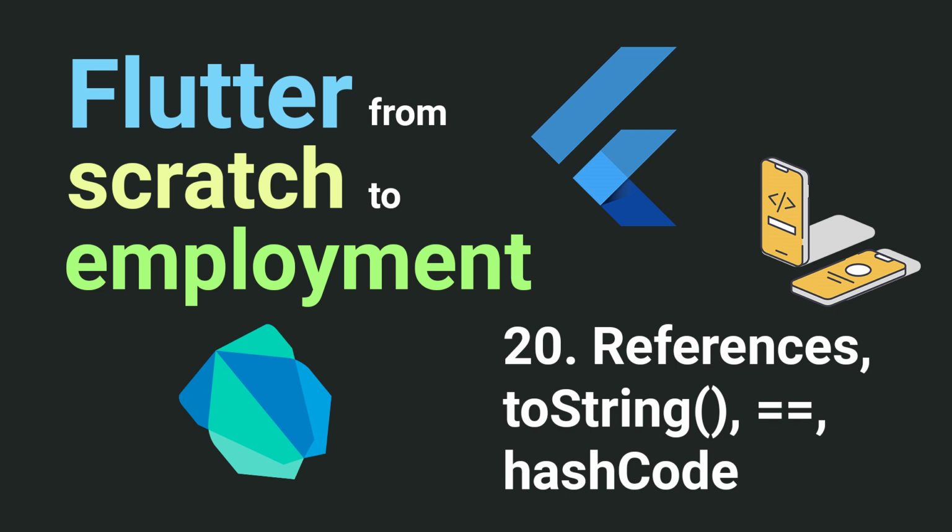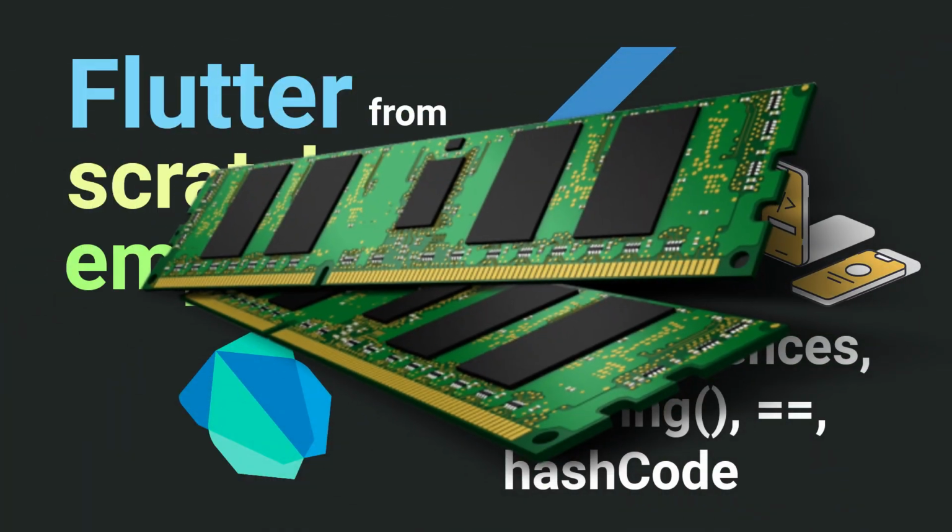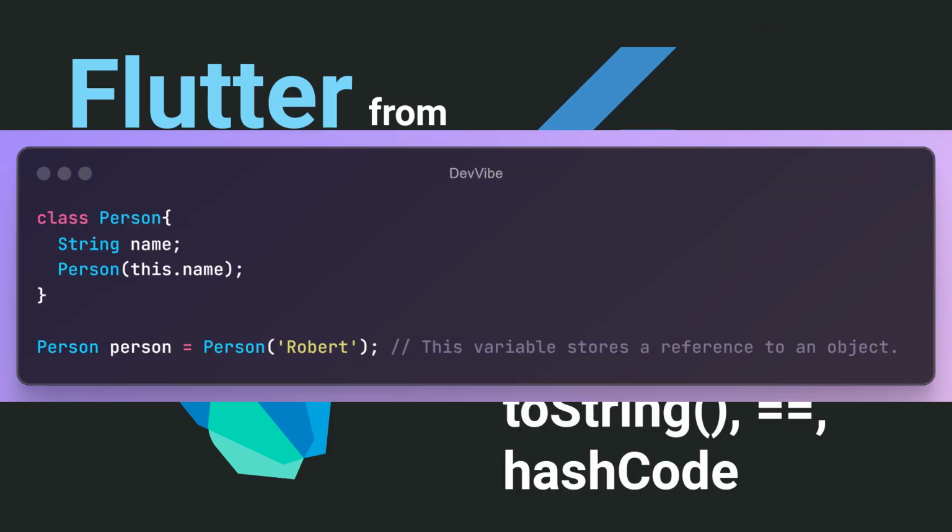In Dart, as in most modern programming languages, objects are managed through references. When you create an object, it is placed in a specific location in memory, and the variable you assign this object to actually stores a reference to the object in memory, not the object itself. Simply put, variables don't contain objects, they contain pointers to them.